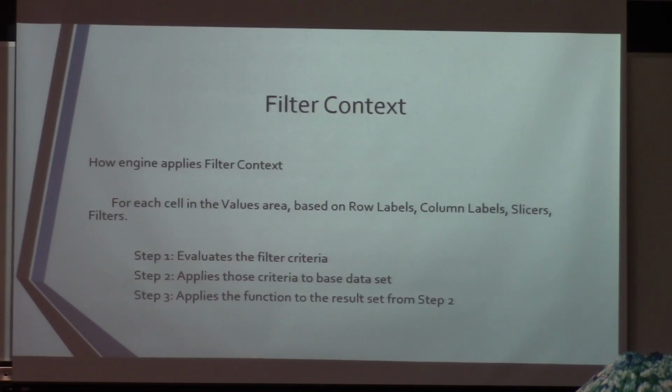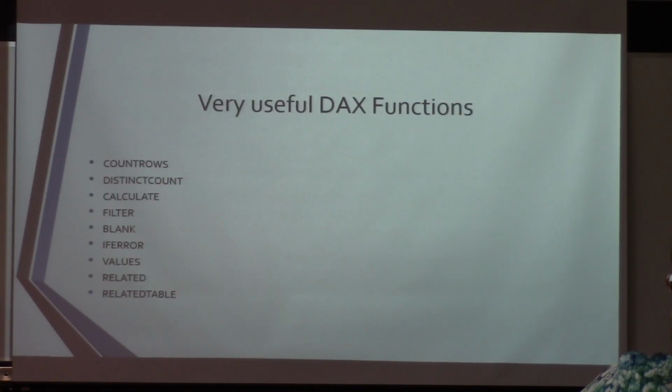So you should not think, when you think about a pivot table, okay, based on these columns I'm picking this data. What it does is apply the filter context to the base data rather than to the pivot table itself. That's how it gets you the proper data. So let me show you some of that.